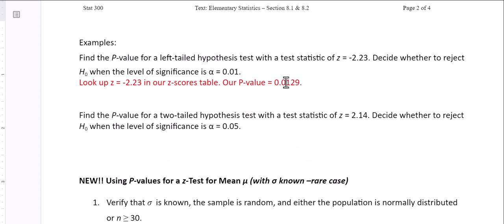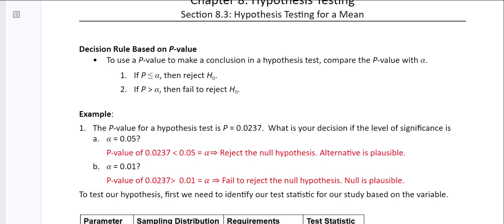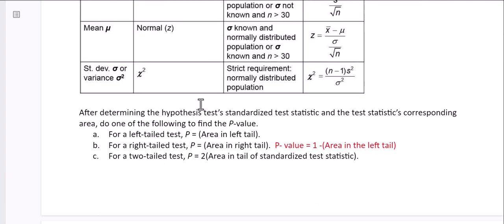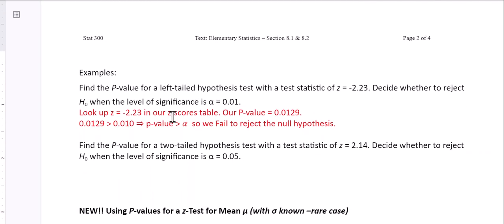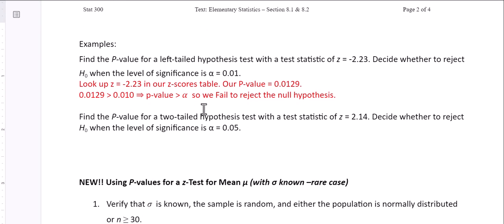So then with that p-value, what is our decision? That means we need to compare our p-value to our alpha. So 0.01 and 0.0129, which one is smaller? In this case, our alpha is smaller. So what's the outcome of our decision? We can look back at the top here. If our p is greater than alpha, then we fail to reject the null. So we fail to reject the null hypothesis in this case.